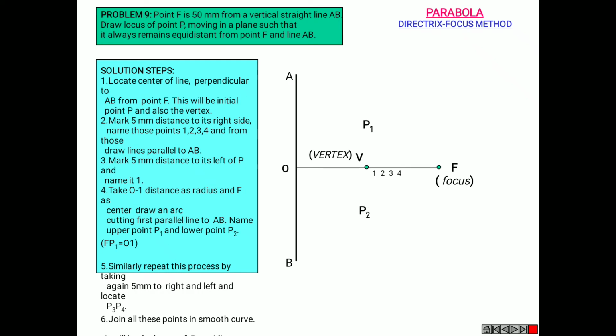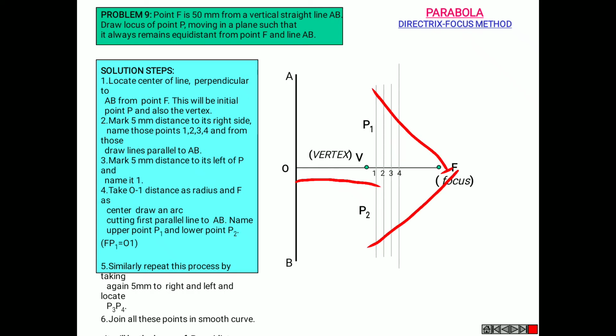Now beyond V, towards your left, mark some points 1, 2, 3 and 4. They need not be equidistant. From 1, 2, 3 and 4 draw vertical lines which are parallel to the directrix. So it's the first line, second line, third line and fourth line. And now the procedure is: O to 1 as radius, F as center, draw an arc in order to obtain the points P1 and P2.